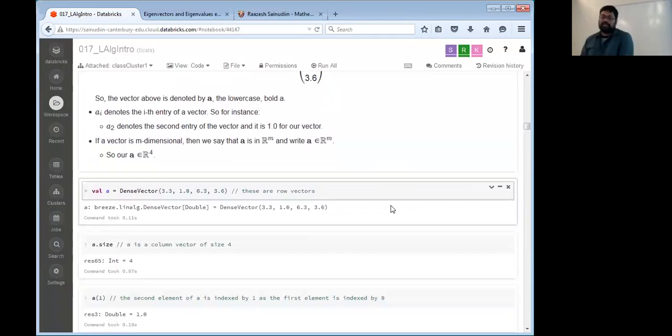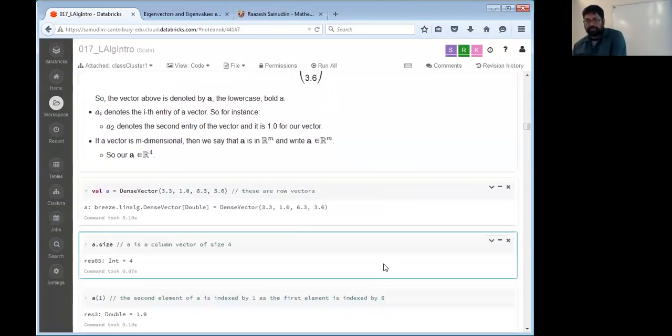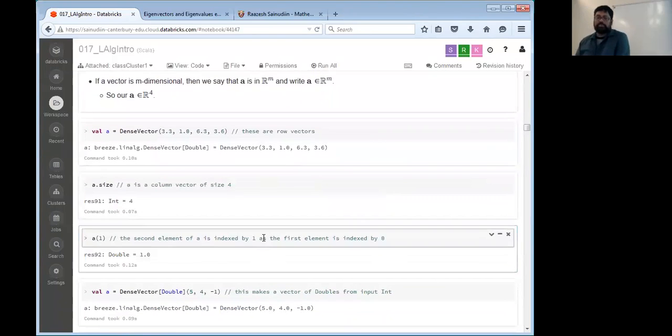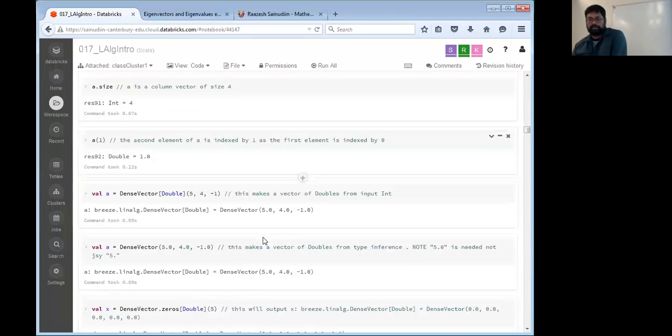So now let's make a dense vector A, which is 3.1, 6.3, and 3.6. This is from the video. And we can ask what's the size of A. Again, it's going to be 4. And we can ask the second element of A, which will be 1.